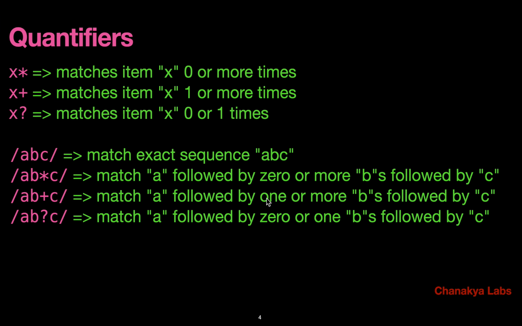So we saw that if it is ABC, with nothing fancy, it is simply an exact sequence match of ABC. However, the others mean A followed by zero or more B's and then C; one or more B's and then C; A and then zero or one B, followed by C. So this is what we just discussed.